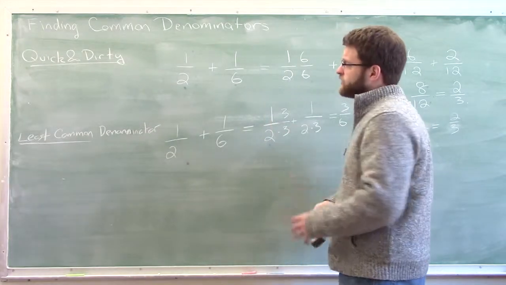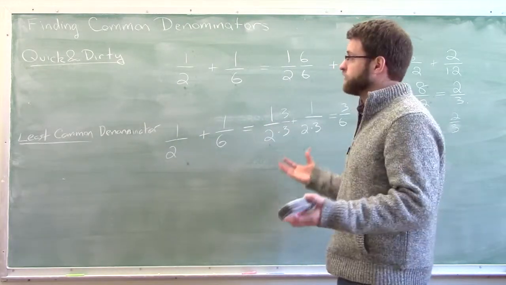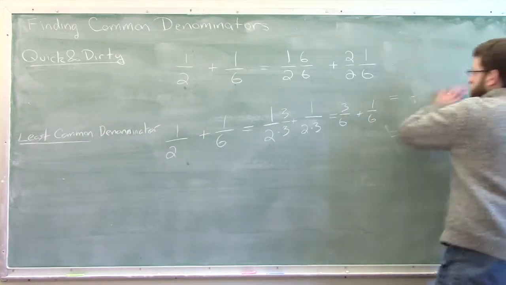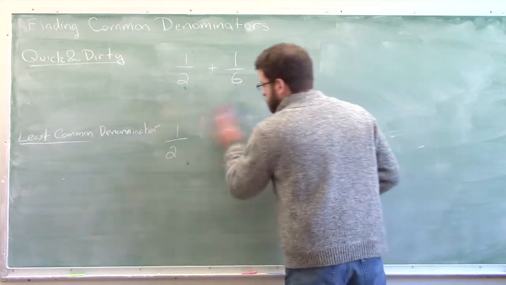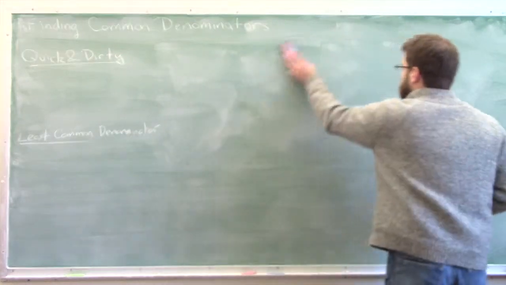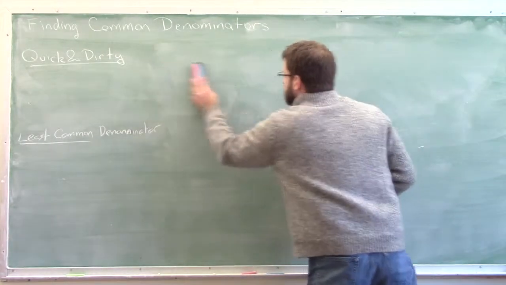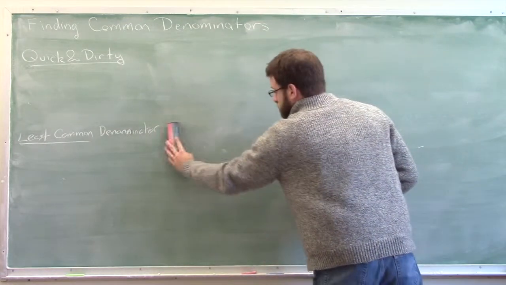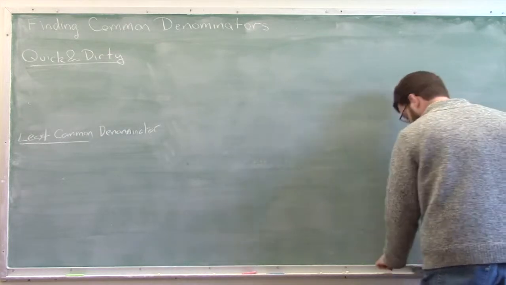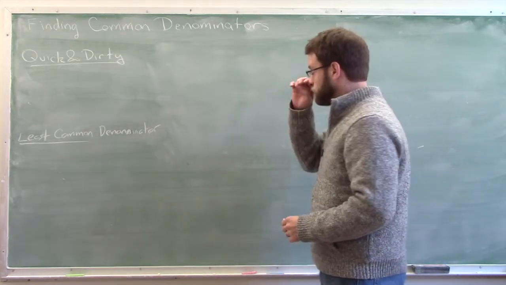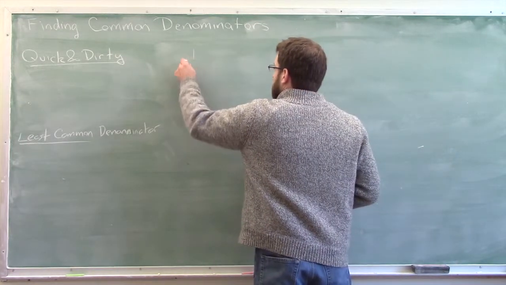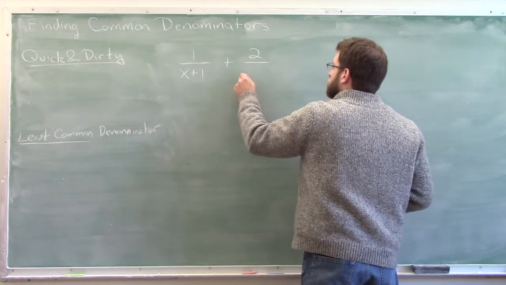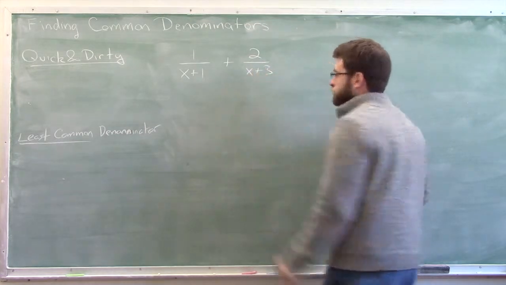The mechanics of this process don't change if we're trying to find the least common denominator for rational functions or rational expressions. So let's suppose I want to add two rational expressions together. Remember that a rational expression is a ratio of polynomials. It's a fraction. We can use fraction notation, but there's a polynomial in the numerator and a polynomial in the denominator. So suppose I wanted to add together 1 over x plus 1 plus 2 over x plus 3.